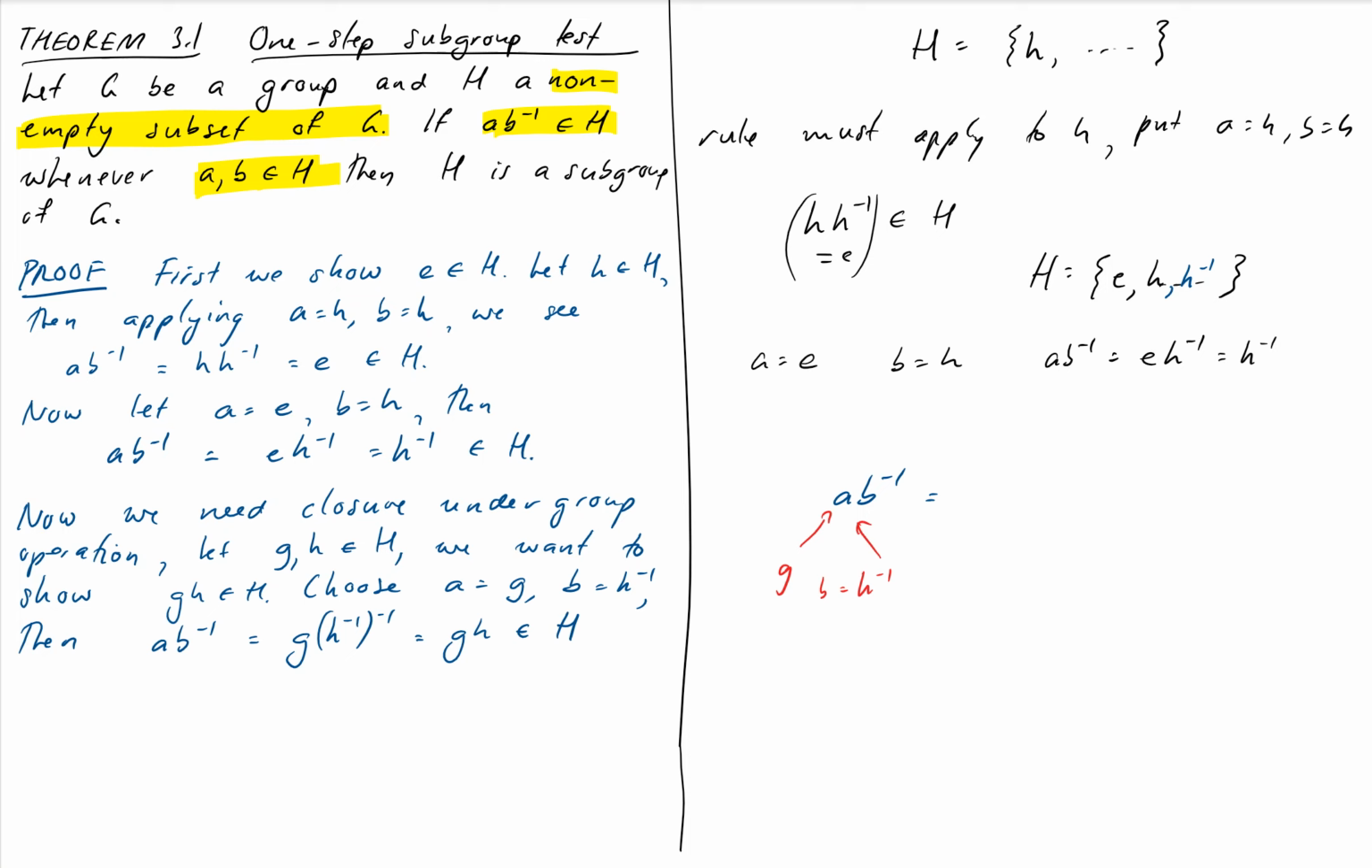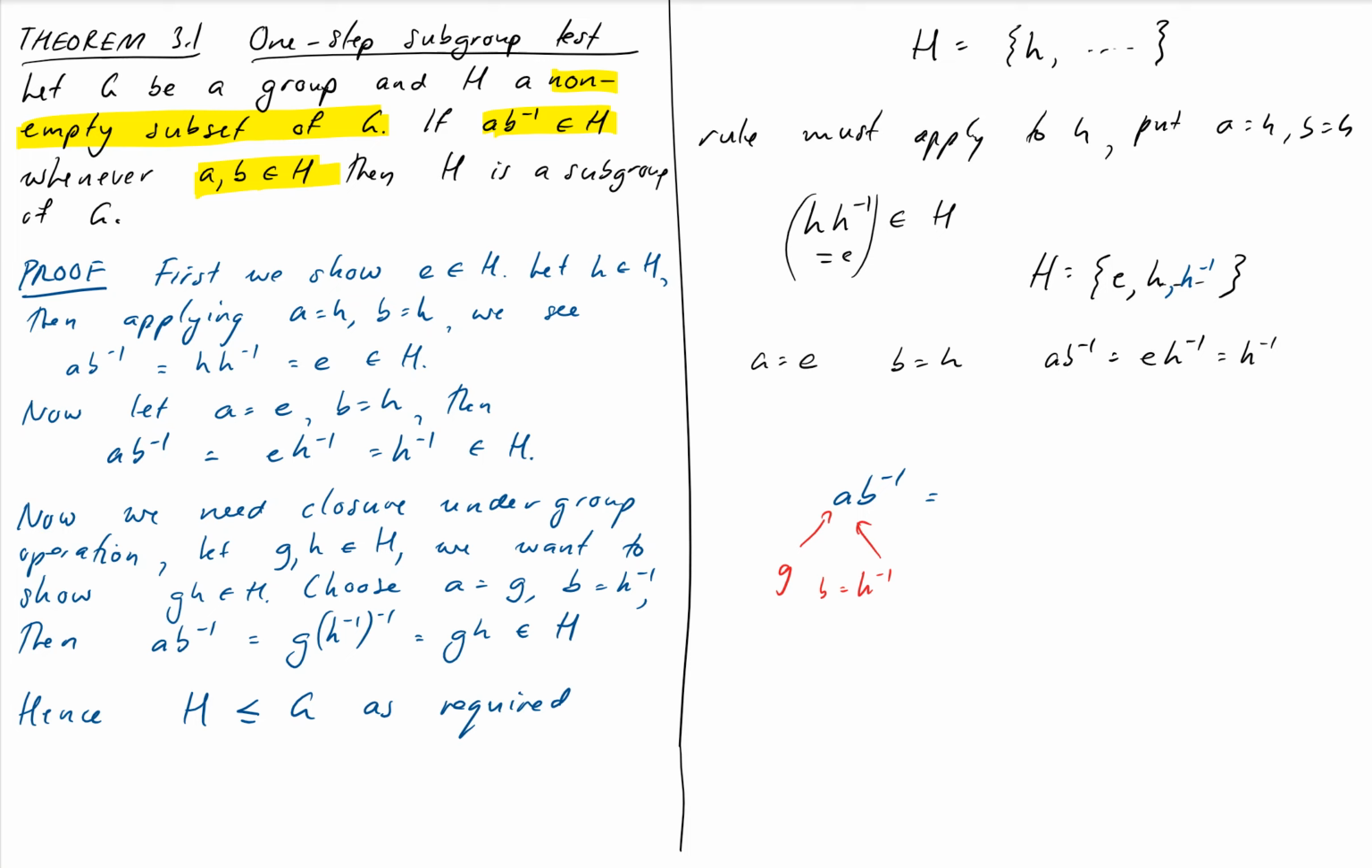Okay, so we've got the identity, we've got inverses, we've got closure, i.e. the binary operation property, and associativity comes for free. So actually we've established now that H is a subgroup of G if these rules apply. So hence, H is a subgroup of G as required.